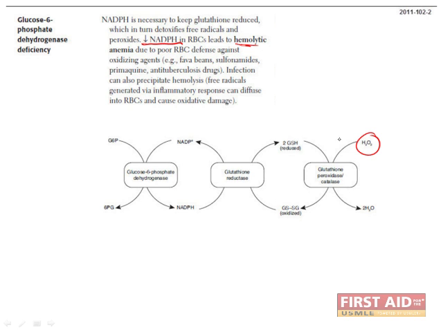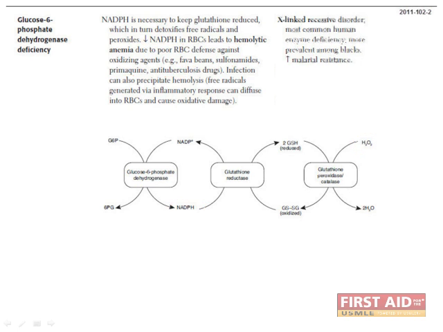against oxidative stress. Fava beans, sulfonamides, primaquine, and some antituberculosis drugs can all produce reactive oxygen species, which normally are neutralized by glutathione, but patients who are deficient in G6PD can't produce enough NADPH to reduce glutathione, and therefore can't neutralize dangerous oxide radicals.